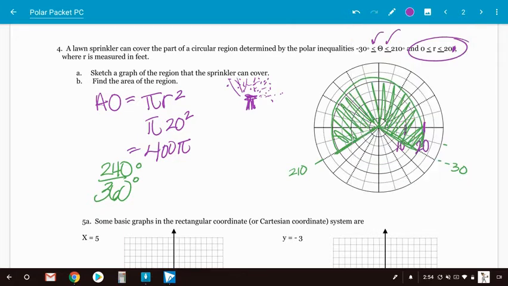And that is of my 400 pi amount of area. So if you took 240 divided by 360, you'd get the fraction that I was shading, and the entirety of my circle is 400 pi. When you multiply those together, I got 838 feet squared. So it's just a quick word problem using polar coordinates.